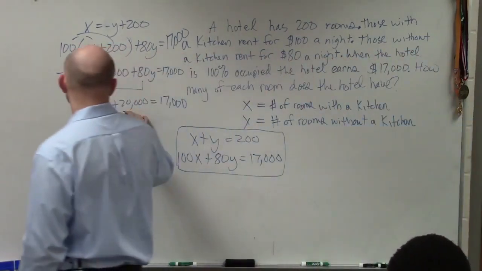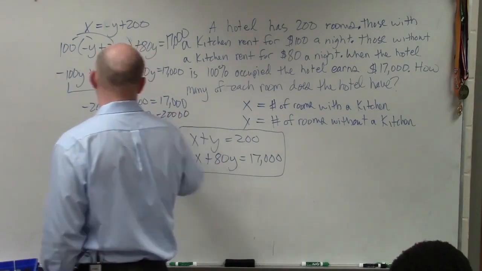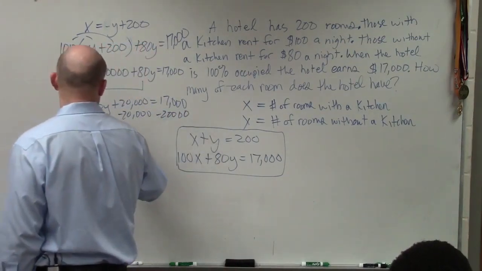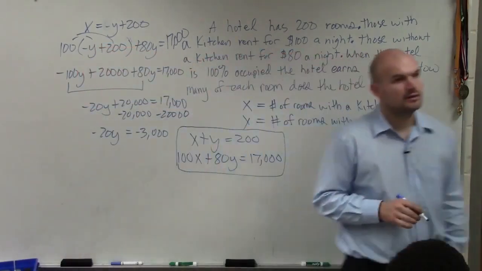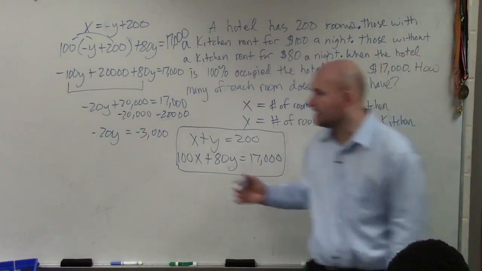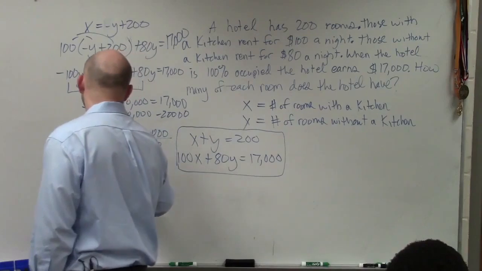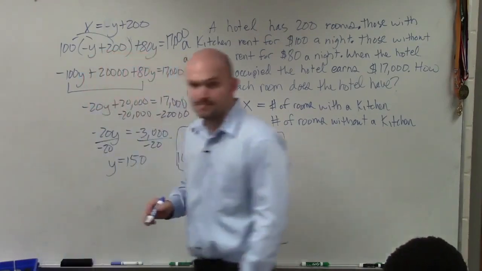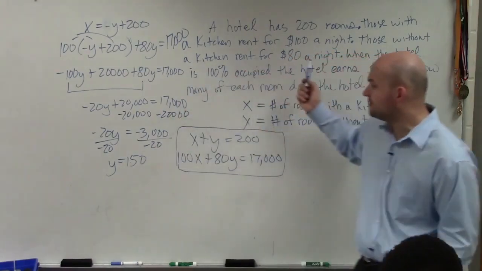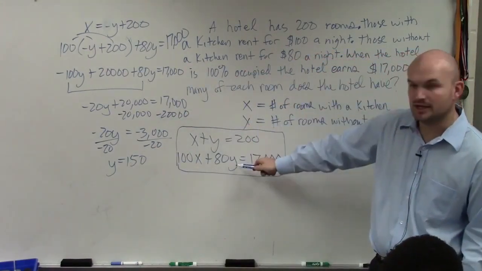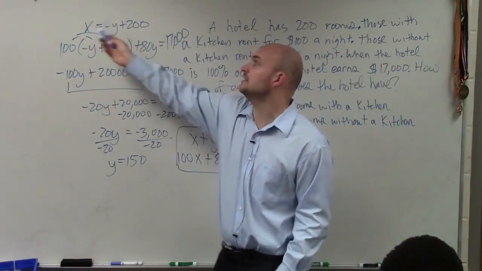So I'll subtract 20,000. So I have negative 20y is equal to negative 3,000. Then, to solve for y, I'll divide by negative 20 on both sides, and I get y equals 150. So now I know that the total number of rooms that do not have a kitchen is 150.